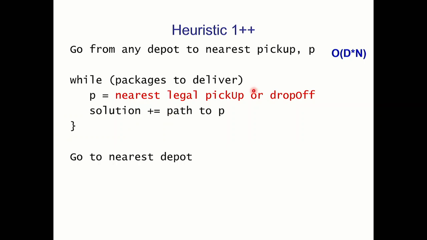So let's look at the time complexity again. This is O of dn again here. And then 2n iterations because I'm going to visit 2n intersections.